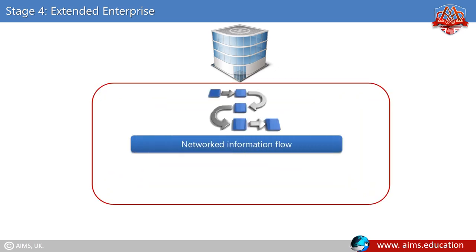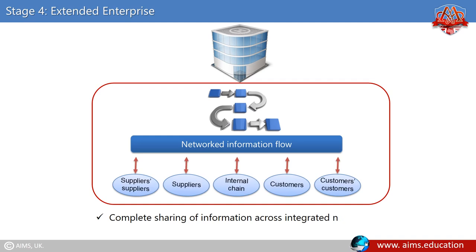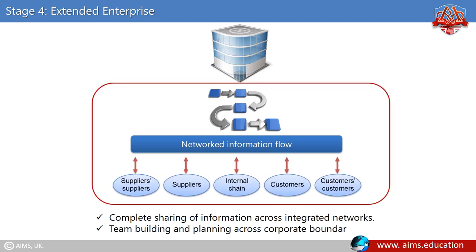Stage 4. Extended enterprise. The firm integrates its internal network with the internal networks of supply chain partners in order to improve efficiencies, product or service quality, or both. The exhibit shows the advancements. This structure allows complete sharing of information across integrated networks, and team building and planning across corporate boundaries.